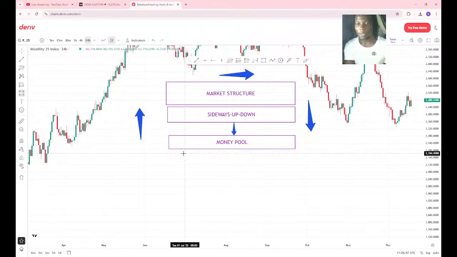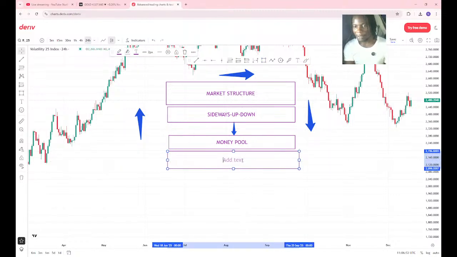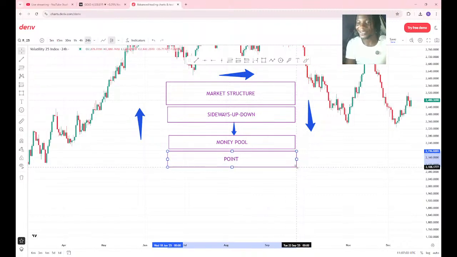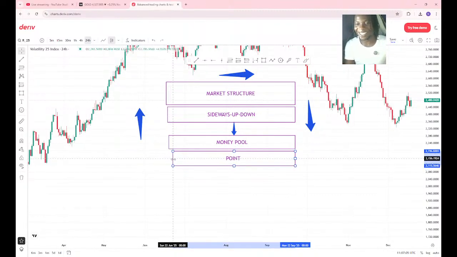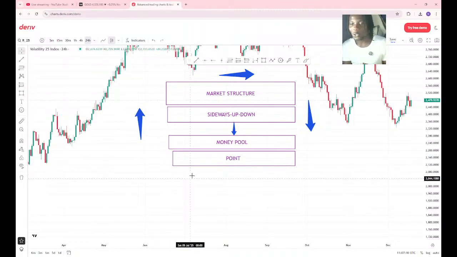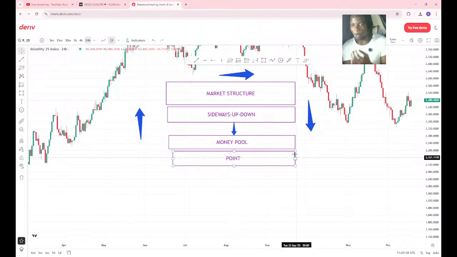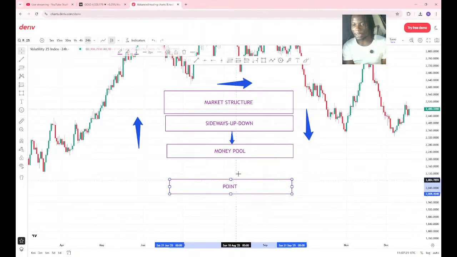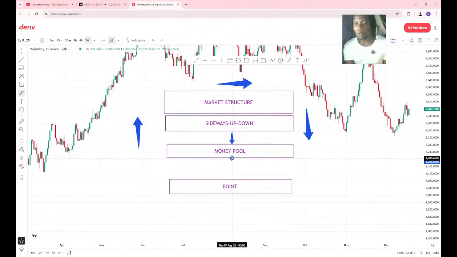Our next box here will be the points. Let's just put it as points. Our next point will be when to enter and when to get off, when to get out, because we know the money pool already. The money pool will be our point.